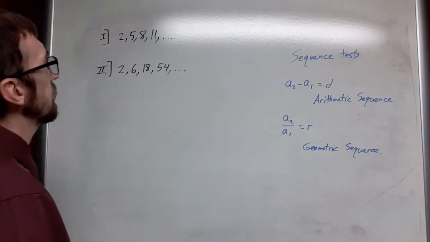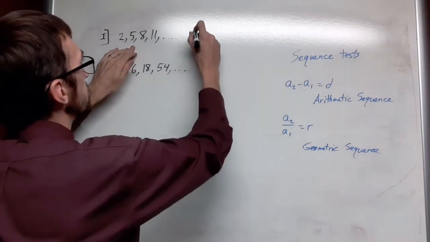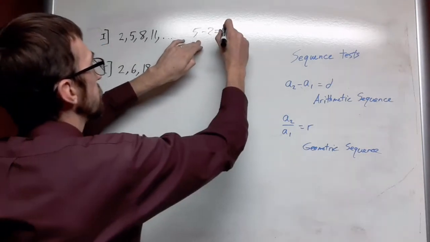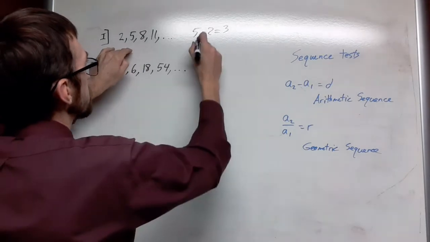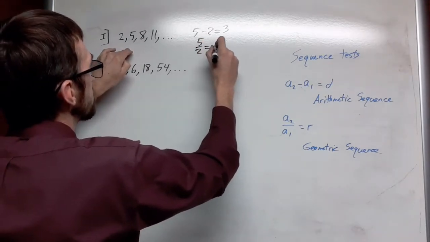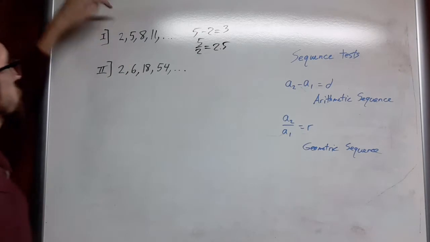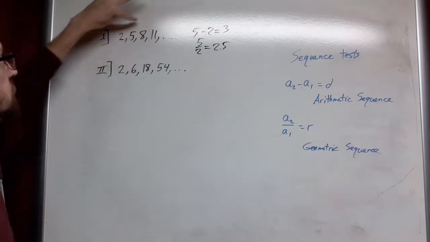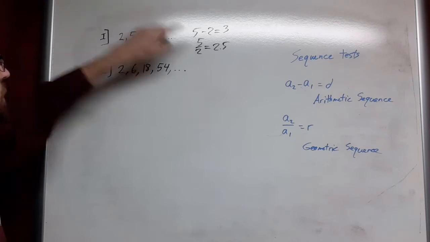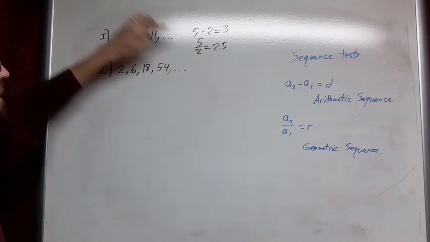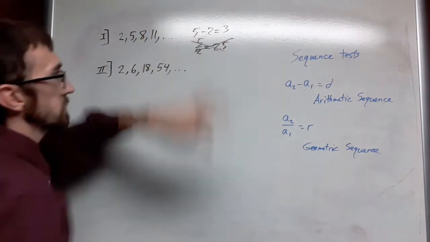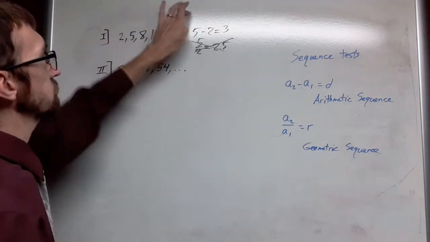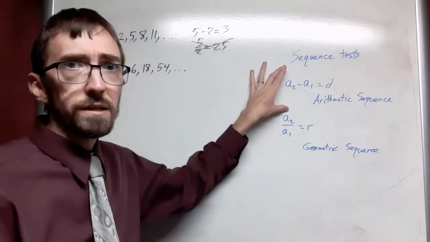So the first thing that I have here, I have my second term is 5, and I'm going to subtract 2 from it, and that's going to give me 3. The second term divided by 2 is going to give me 2.5. So when I look at going from 5 to 8, if I add 3 to it, I do get 8. If I multiply by 2.5, I'm not getting 8. So this one doesn't work. This one does. So let's continue on. 8 plus 3 is 11. So it seems to be that we have an arithmetic sequence.